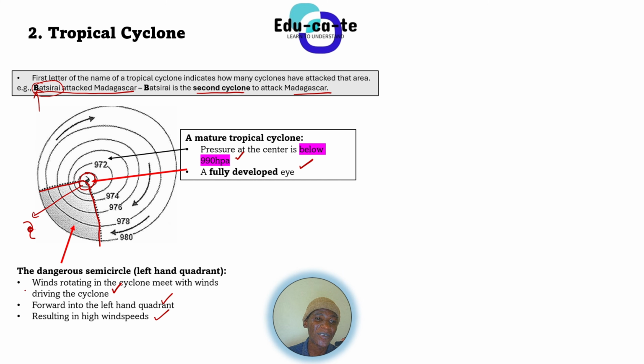There is a lot of application here that you need to take notice of. We have the winds that are rotating within the cyclone, and we also have the winds that are driving the cyclone. These are the tropical easterlies. When these two winds meet each other in this left-hand quadrant, they cause high wind speeds and dangerous conditions, a lot of storm surges, and eventually a lot of rainfall.